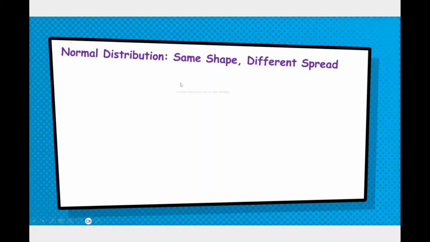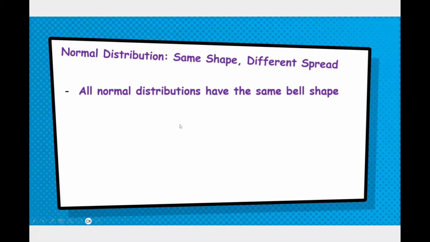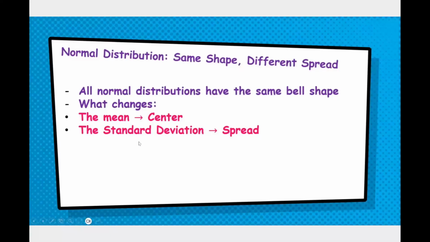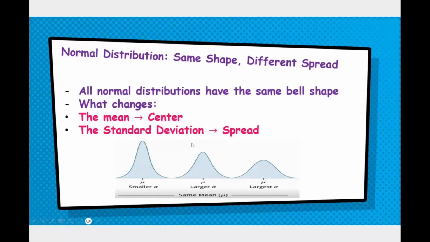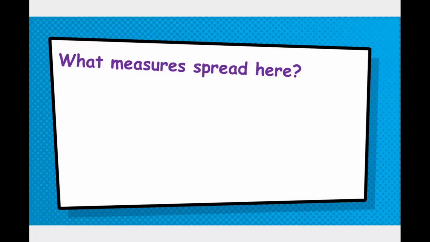So the normal distribution: we have the same shape, different spread. All normal distributions have the same bell shape. What changes is that the mean is the center and the standard deviation is the spread. That's why I said when something is approximately symmetric, we use the mean. With the normal distribution, we use mean over median, and we look at the standard deviation as the spread, not the 5-number summary. You're going to tell me the 5-number summary and the spread because your data more than likely should be considered normal.